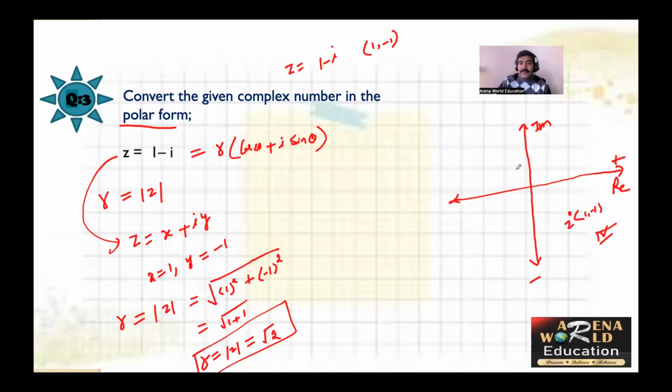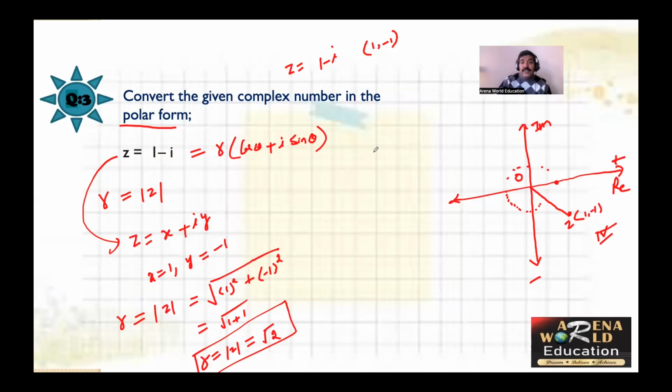What is the next step? Same as we were solving the previous two questions, we will join the origin and this z together, right? Now tell me, we are in the fourth quadrant. Will we go clockwise or anti-clockwise? We measure our angle from the positive real axis, right? So if we go in this direction, what do we get? Yes, it will be more than pi.